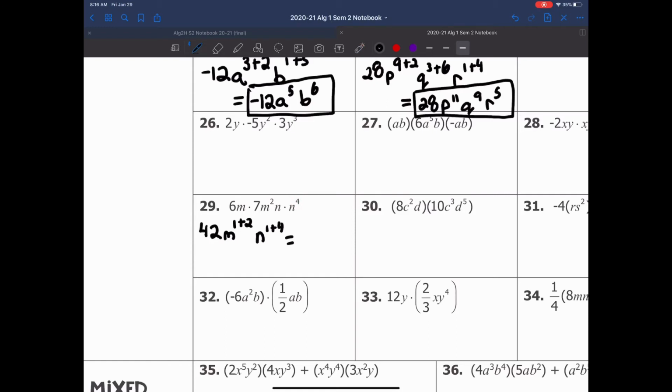And this is going to simplify to 42. M to the 1 plus 2 is m to the 3rd. N to the 1 plus 4 is n to the 5th. So we have 42, m to the 3rd, n to the 5th.